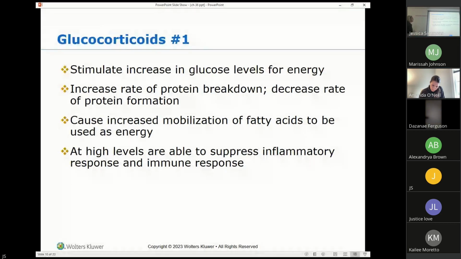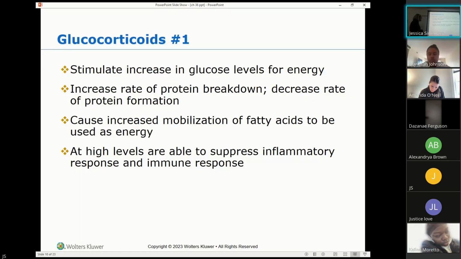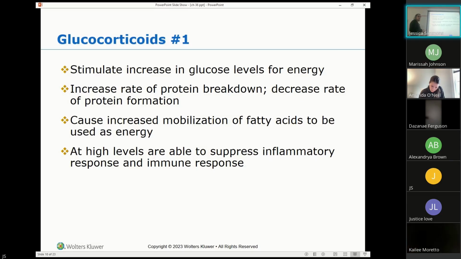They cause an increased rate of protein breakdown and decrease the rate of protein formation, cause increased mobilization of fatty acids to be used as energy, and at high levels are able to suppress the inflammatory response and the immune response. So this is why we are using these drugs for autoimmune diseases, after organ transplantations, because we want to decrease the immune response.